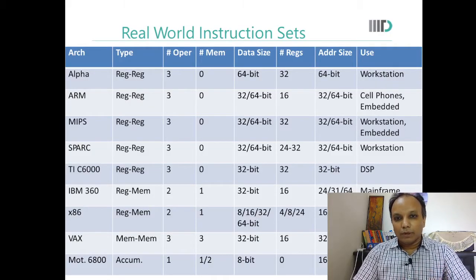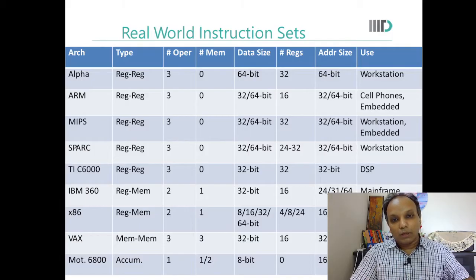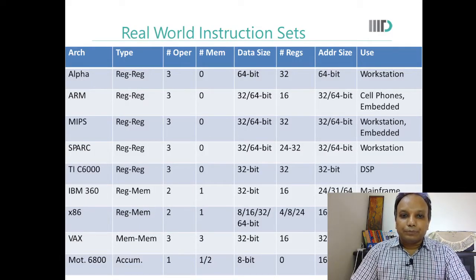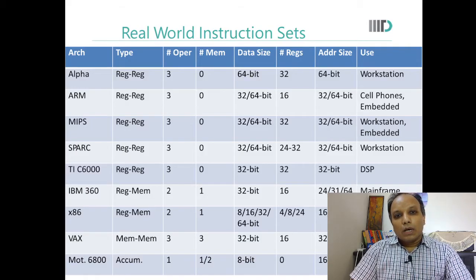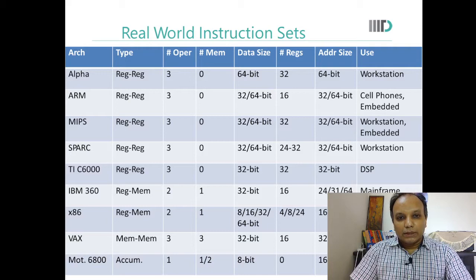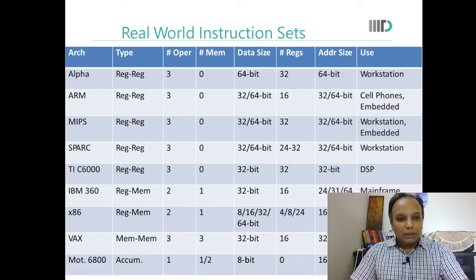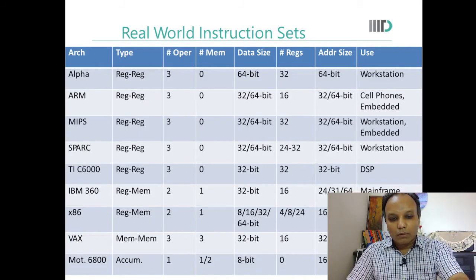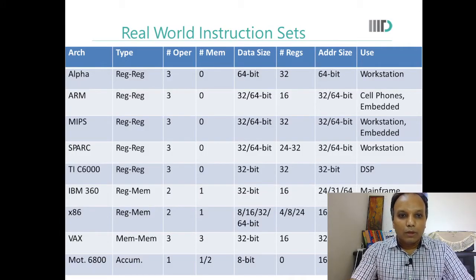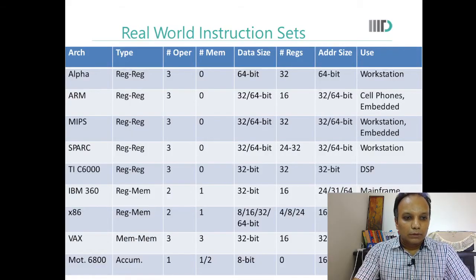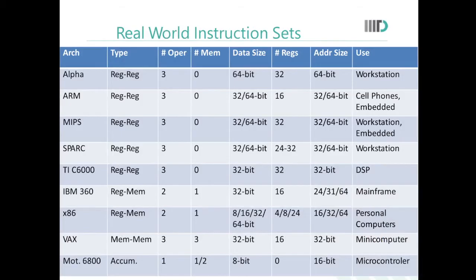MIPS is again very similar. SPARC you can look at too; it has a similar kind of machine model and number of bits. The DSP processor by TI, C6000, is a register processor and is specifically used for DSP applications. Similarly, you can look at IBM 360. Then you have x86, which is a register-memory machine, and IBM 360 is also register-memory.